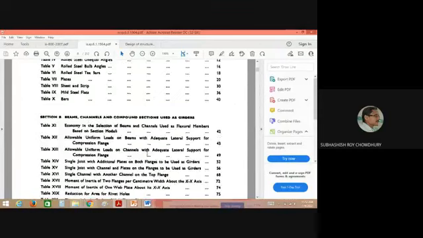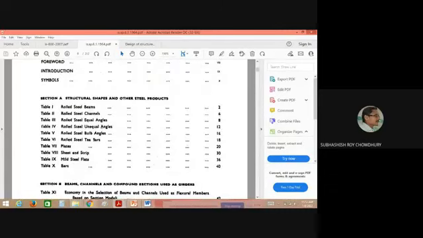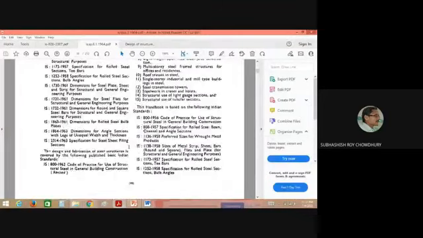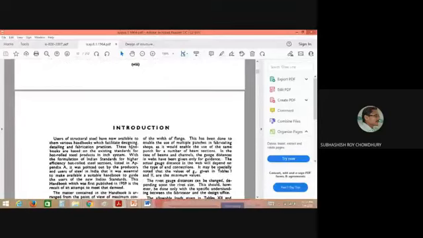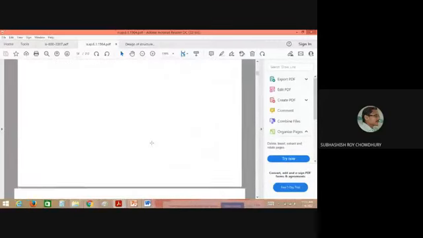So these are the different sections, the standard sections. Please remember, these are the standard sections, and for these standard sections, the cross-sectional properties are given in this particular handbook. Let me show you a few pages of this handbook, then you will be able to understand.